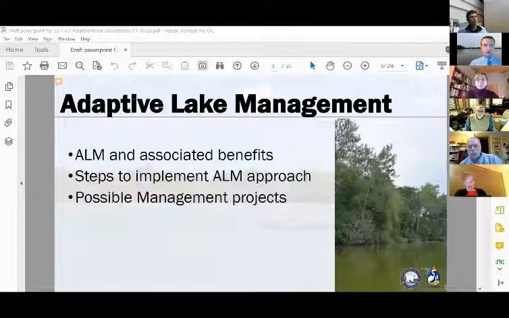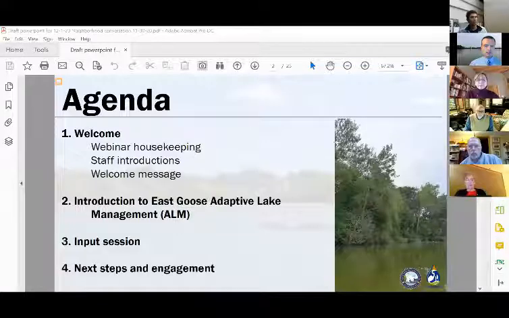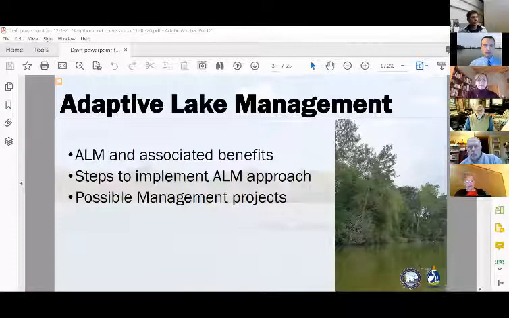All right, I will start going through this information, which is now on the second agenda item, the Intro to East Goose Lake Adaptive Lake Management, which has three main parts that I will talk about tonight: the benefits of adaptive lake management, or ALM, the steps to implement that approach, and the possible management projects for adaptive lake management. That last part is the most important, because the management projects are what we're going to be asking you to provide input on later in the agenda.